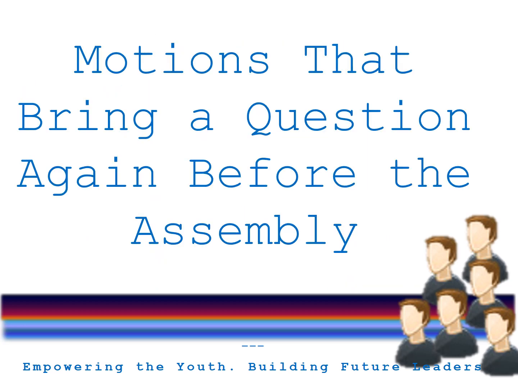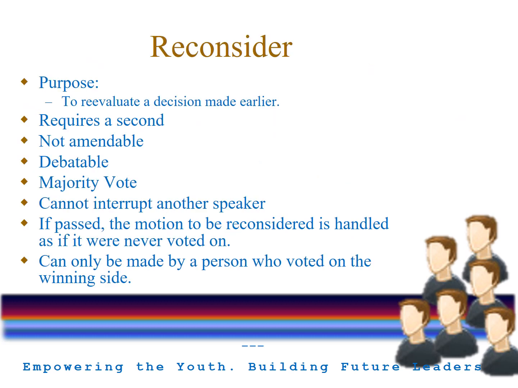We also have here motions that bring a question again before the assembly. We have here reconsider or motion for reconsideration. This is to reevaluate a decision made earlier. However, this requires a second. It is not amendable but debatable. It requires majority vote, and a member cannot interrupt another speaker just to make this motion. If passed, the motion to be reconsidered is handled as if it was never voted on. This can only be made by a person who voted on the winning side.